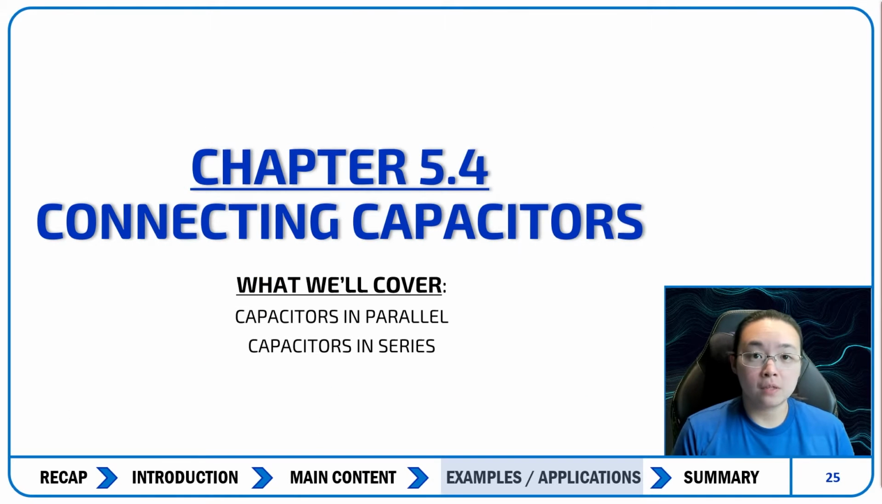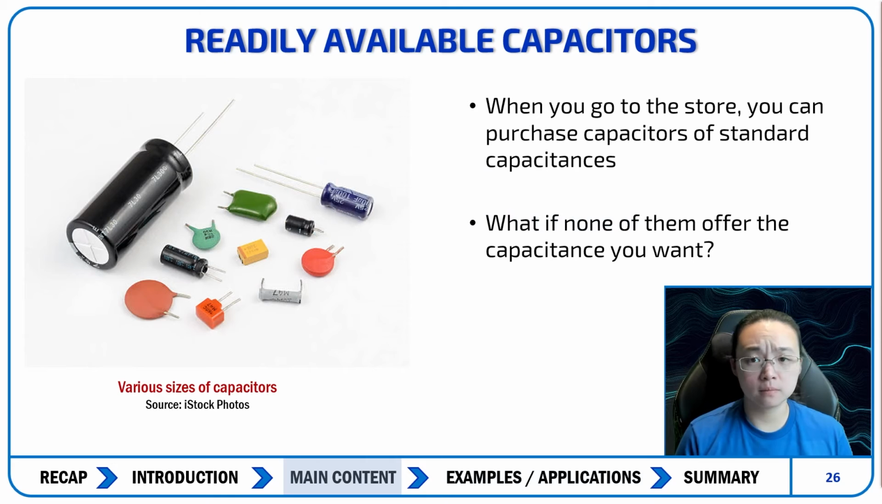Okay, so we're now going to talk about what happens when we connect capacitors together. So these are the different configurations that I'm talking about. Now, when we look at capacitors, this is what they look like in real life. So there's various sizes of capacitors. When you go to the store, you can purchase capacitors of standard capacitances. So it'll actually be labeled on the capacitor itself what kind of capacitance it has.